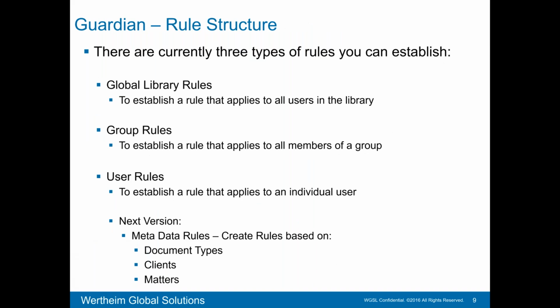So we have multiple levels of rules. The three that are in the current version are what we call global library rules, group rules, and user rules. A library rule would be a rule that you establish for every user in the organization in that library. So you could have a rule that says no user should ever be downloading more than 100 documents in a day. You can then set a group rule that says, well, the new hire group, we want to limit what they can download to 20 documents in a day.